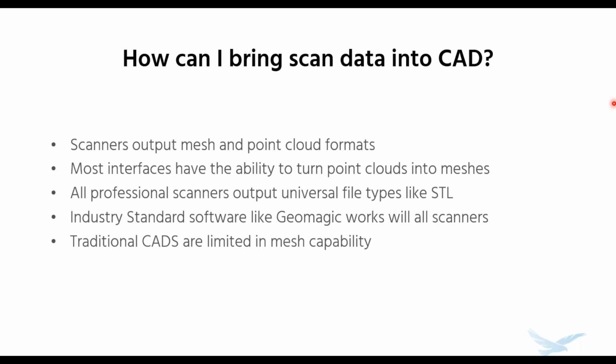Most things that output point clouds have the ability to turn them into meshes as a general rule. The file types that they output, sometimes there are some proprietary formats, but generally they are universal. That's the nature of this industry, that any scanner will work with any industry standard inspection software or reverse engineering software and vice versa. So it's not something you need to worry about a lot.